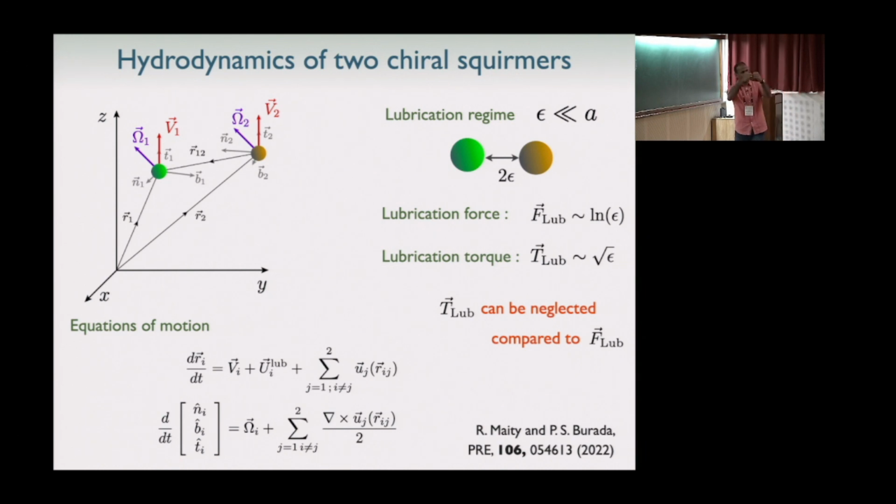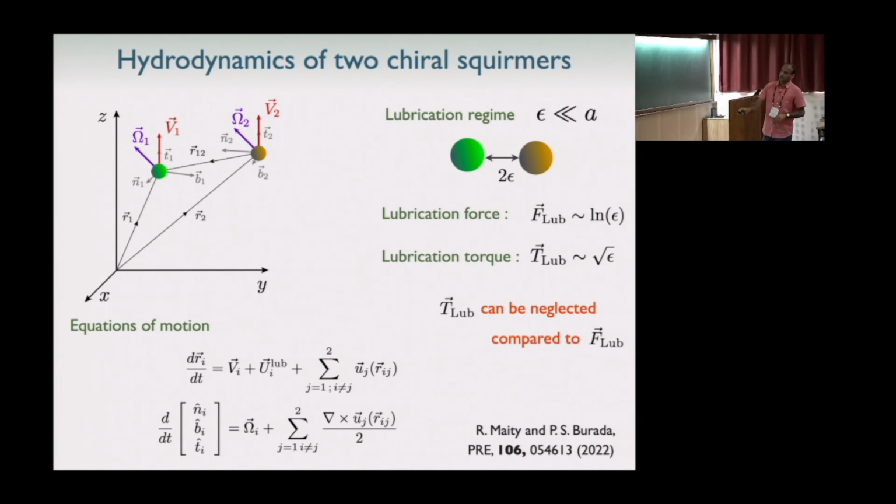That means only when the bodies are very close to each other do these lubrication forces come into the picture. Otherwise, you can simply superimpose the velocity fields of swimmer 1 and swimmer 2 and solve the equations of motion. Here R is the position of swimmer 1, and V is the velocity of the swimmer, and this is the lubrication force if bodies are very close to each other, and this is the velocity field due to the second swimmer on swimmer 1. And when the body is moving, the body-fixed frame also rotates, so we need to write down the corresponding equation for it.